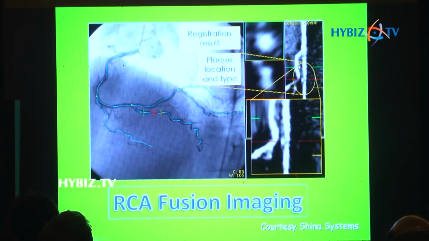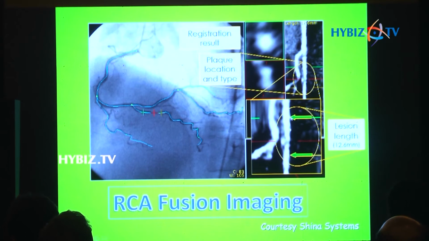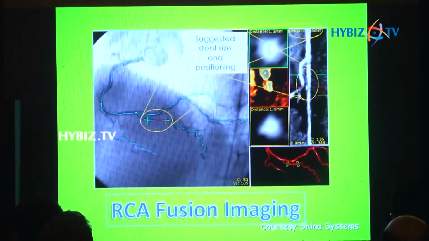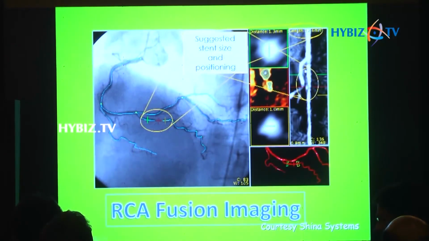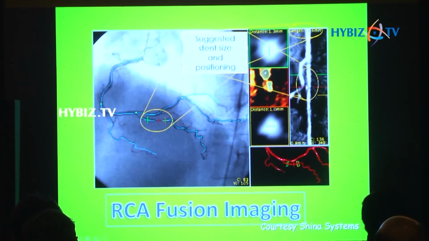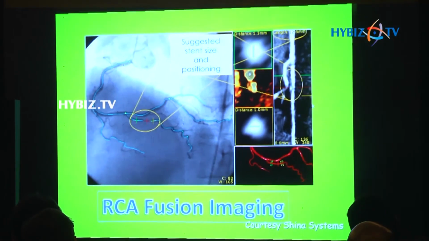You can see the plaque location. You can see the type of plaque. There is a small eccentric calcification here. And then you can also measure the lesion length from the normal to normal. You can take the CT RECTUS score, and then finally when you are ready, you can also find the stent size, the positioning of the stent, distance from the branch, and the length.